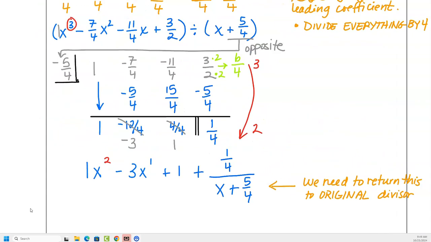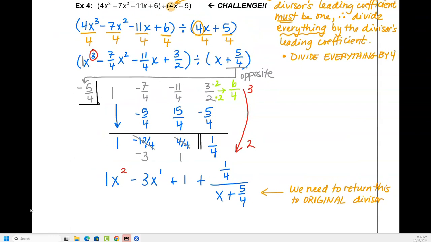Okay, so how are we going to do that? Well, we're going to do the opposite of what we did. What did we do up above? We divided everything by 4. So what are we going to do down here? Multiply by 4.